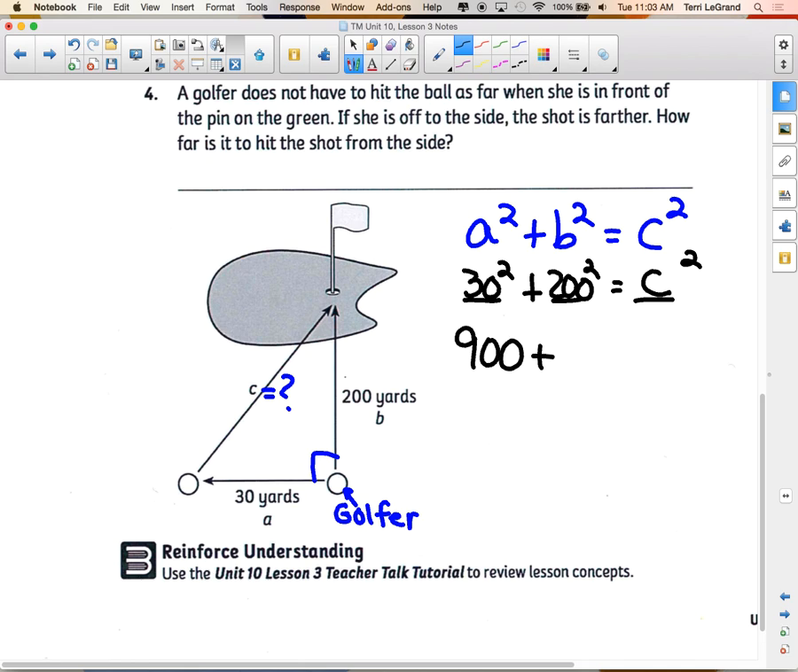You can use your calculators if you absolutely have to before you do the square root part. You shouldn't have to because multiplying with zeros is pretty easy.